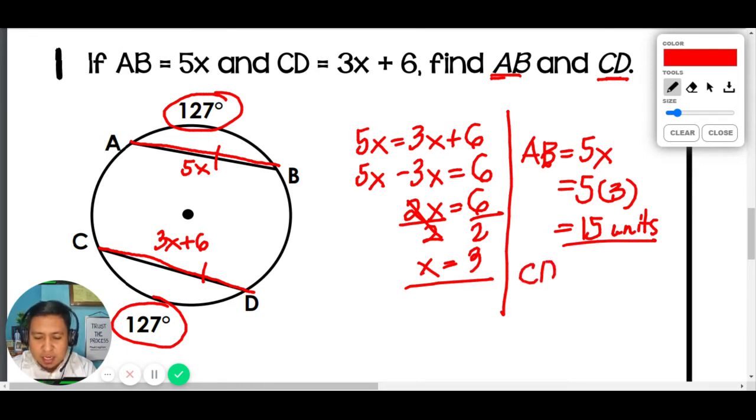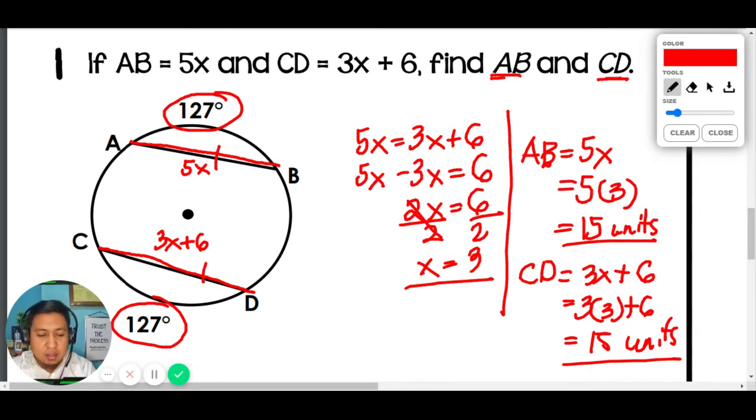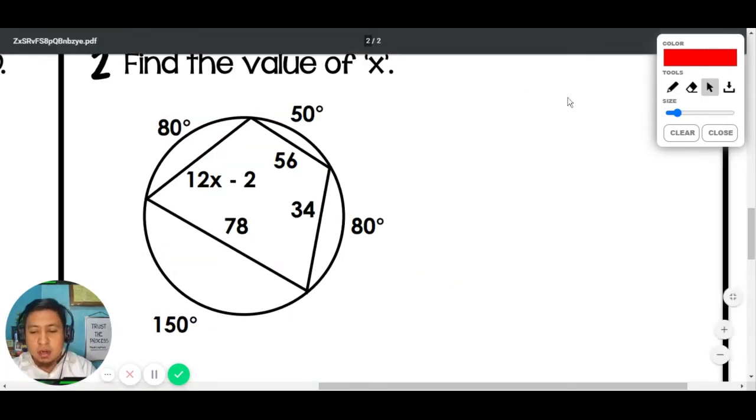And for CD, that would be 3x plus 6. So that would be 3 multiplied by 3 plus 6. And that is also 15 units because they are congruent. So therefore, AB is equal to 15 and CD is equal to 15 units as well. Next problem here is we also need to find the value of x.